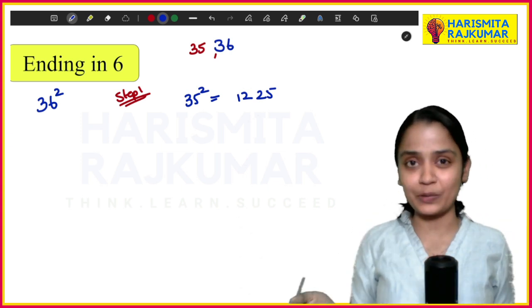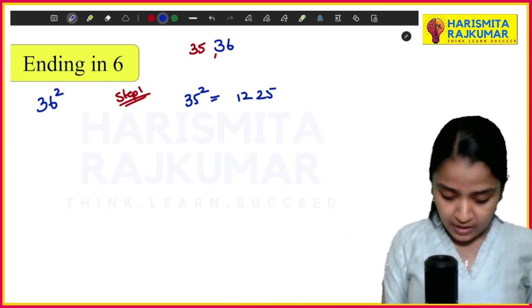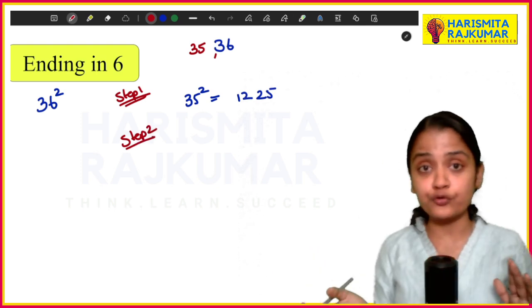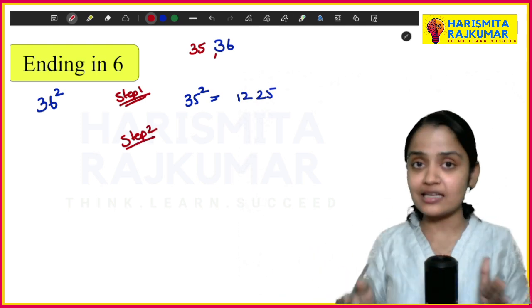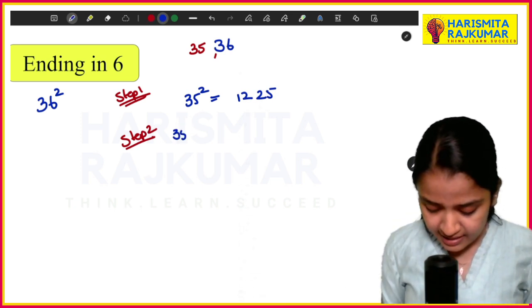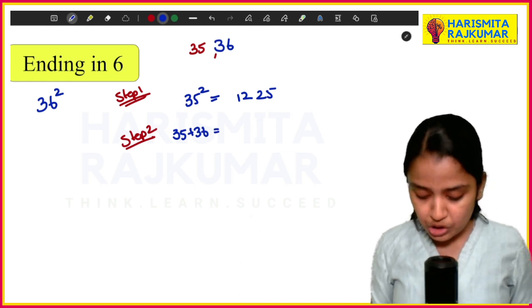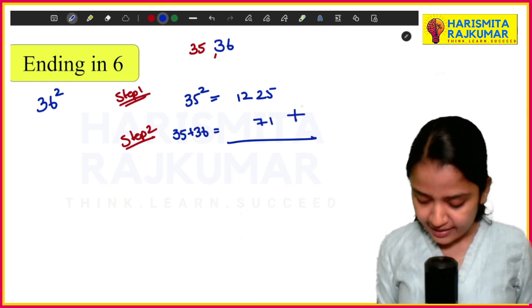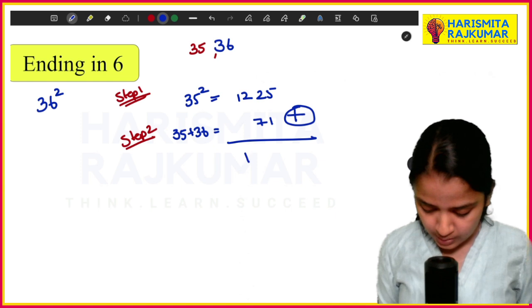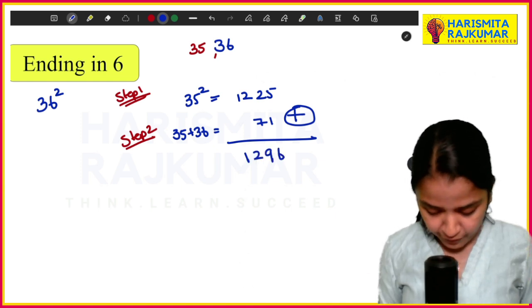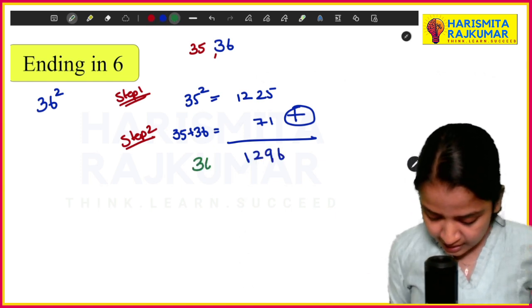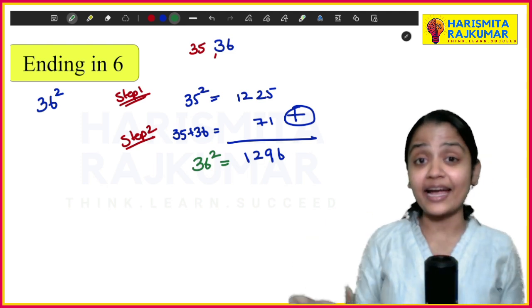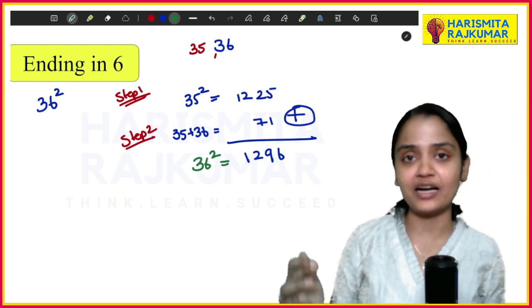So this is the part 3 video. Next, step 2: I have to add the predecessor and the number itself. So I'm adding 35 plus 36, which is 71. When I add it to 1225, the final answer of 36 square is 1296. Kindly check the answer through the normal multiplication method.